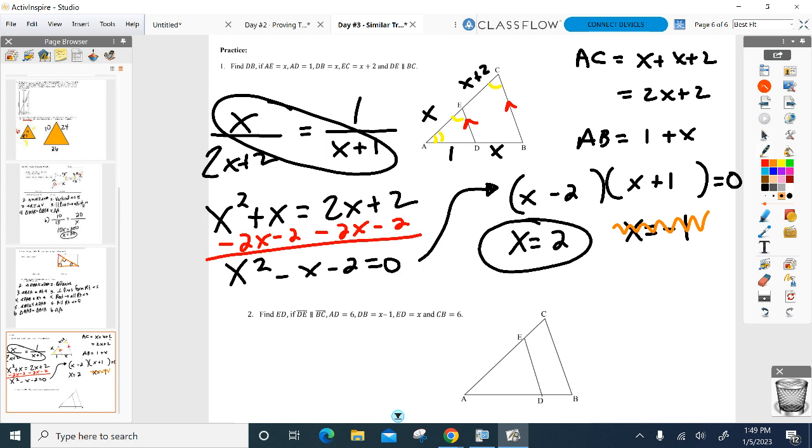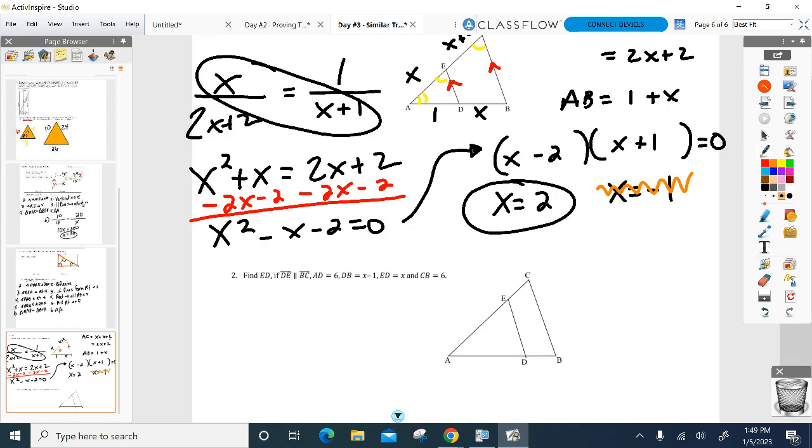Hope you like your group mates because you're going to do number 2 together. And then call me over when you're done. I am not checking individuals either. I'm checking a whole group's work. So go ahead, number 2.